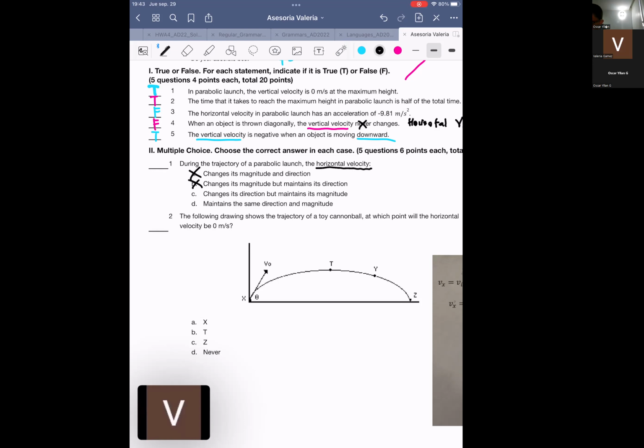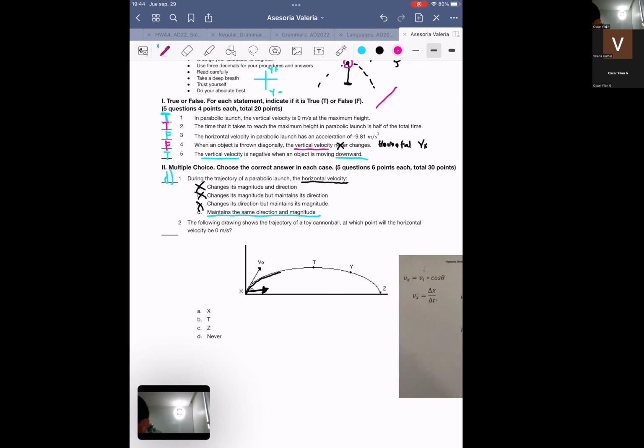No, because if you remember, if you send something in this direction, it will always go forward, right? It will not change its direction. It will not go backward suddenly. It will always maintain its direction. So this means that the only possible one is the one that says it maintains the same direction and magnitude, right? So this is letter D. Okay, perfect.